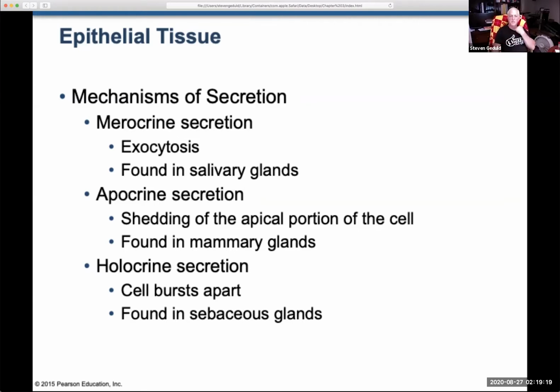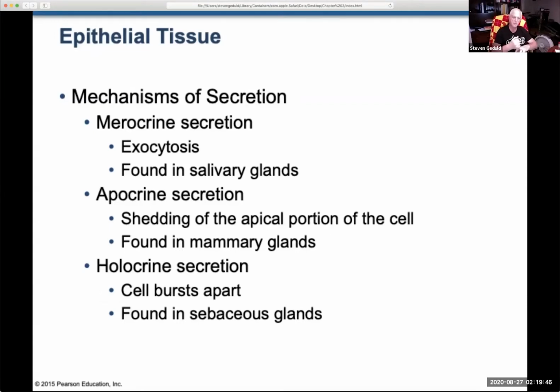Okay, those three types. Merocrine secretion is exocytosis, and it's found in salivary glands. Exocytosis is secretory vesicles break off from the Golgi apparatus, travel on the microtubules, come to the plasmalemma, fuse with the plasma lemma, open up, and allow it to come out. Exocytosis is an active transport, requires ATP.